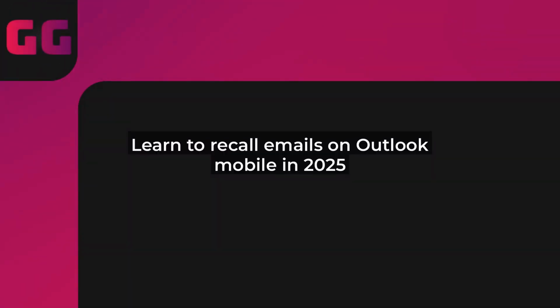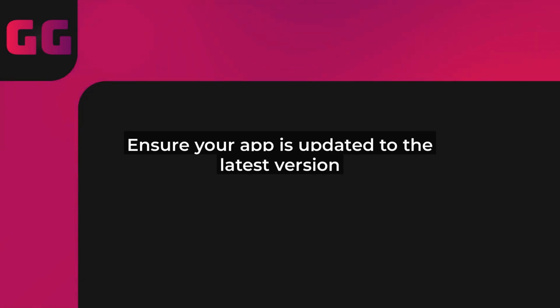Today, we're diving into a super useful tutorial, how to recall an email on the Outlook mobile app in 2025. We've all been there, hitting send on an email with a typo or the wrong attachment, and panicking. But don't worry, with the latest features in Outlook, you can fix that mistake quickly.